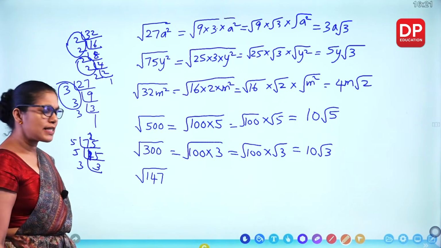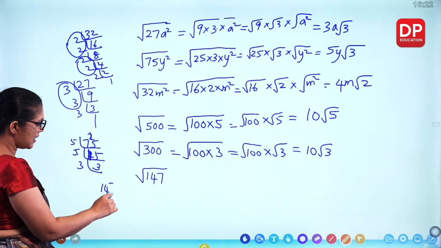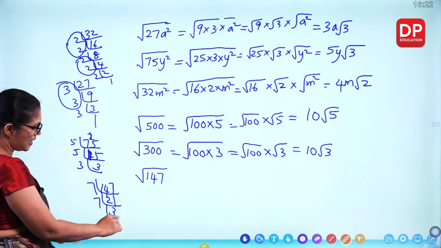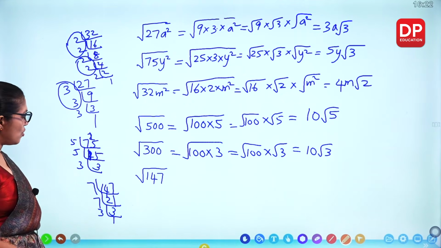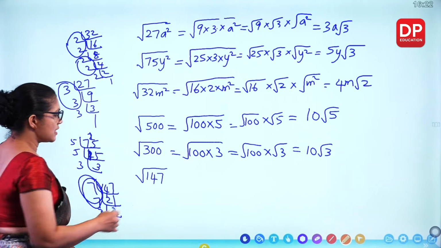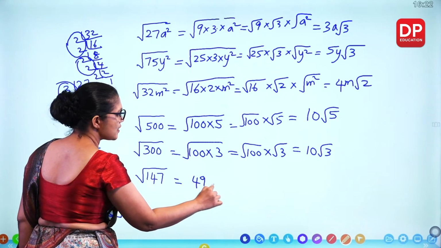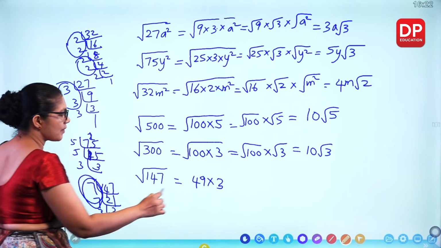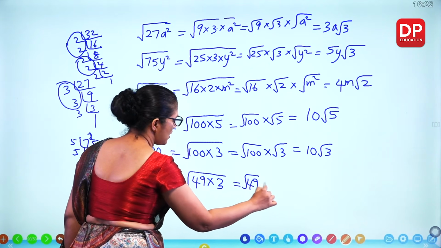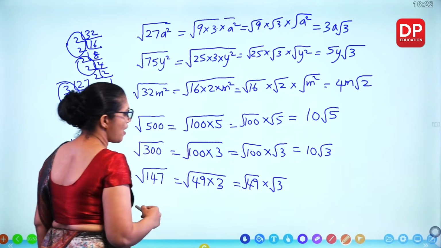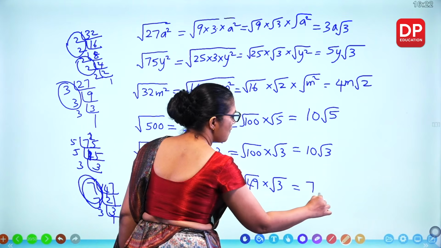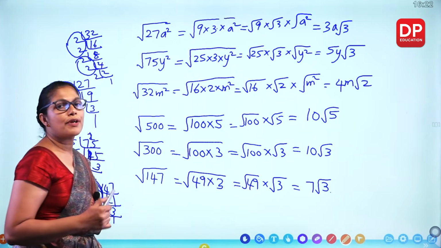What about 147? We'll divide and see. Divide by 7, you get 21. Divide by 7 again, you get 3. So what's the square number you get? 7 times 7, 49. So you can write this one as 49 times 3. And then when you take the square root, we get 49 square root and 3 square root. And what's square root of 49? You get 7 root 3.